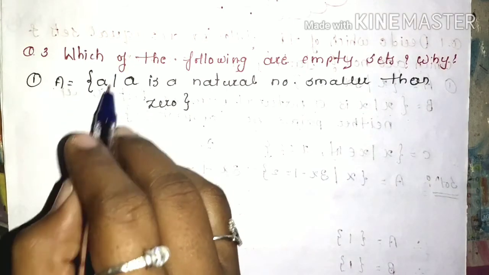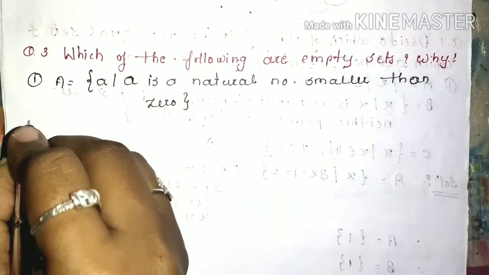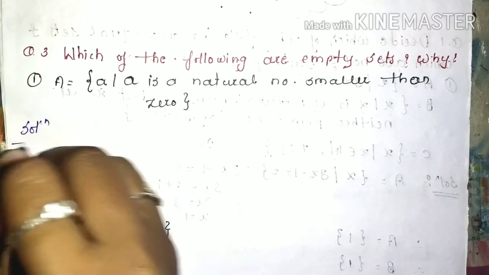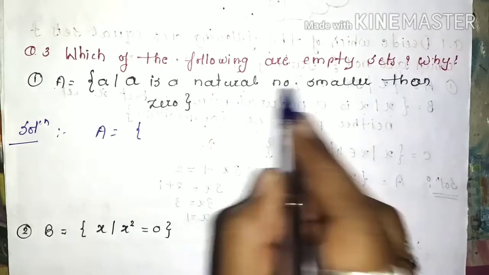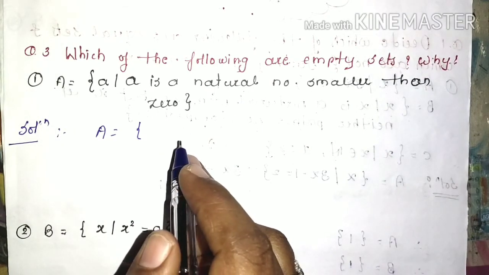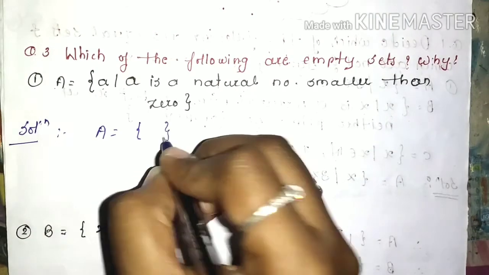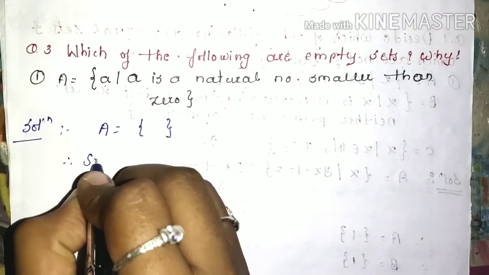Question number 3 we have: which of the following are empty sets and why? First example, set of elements A such that A is a natural number and smaller than 0. So let us find out the elements of the set A. हम लोग को ऐसे एलिमेंट चाहिए जो नेचुरल है एंड स्मॉलर देन 0 है, बट देयर इज नॉट अ सिंगल एलिमेंट विच इज़ अ नेचुरल बट लेस देन 0. ओके, सो यहाँ पे एम्प्टी सेट आएगा. So set A is the empty set.